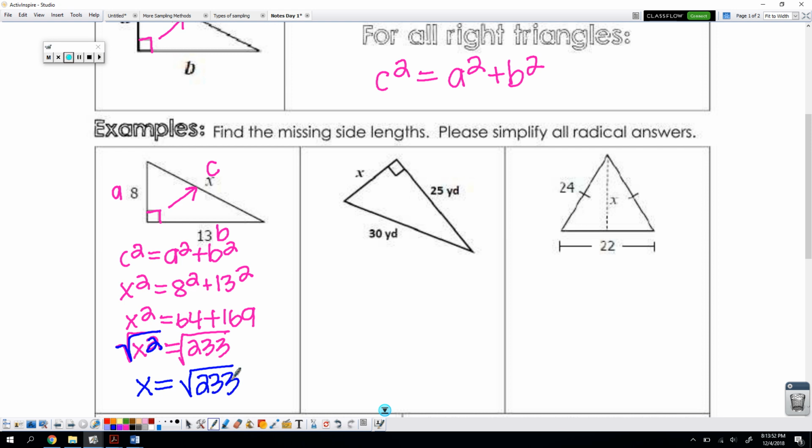Now I need to double check and make sure that I'm simplifying the radical, so I'm going to go to 233. I'm going to try and find anything that goes into 233. So, 2 doesn't go. 3 doesn't go, because if you add up all the digits, if that number was divisible by 3, then this would be divisible by 3. It's not. Let's pause and see if we can find anything. Alright, and I think we're good. I don't think we have anything that goes into 233. So, let's go ahead and box it up.